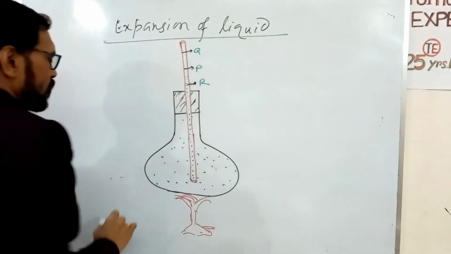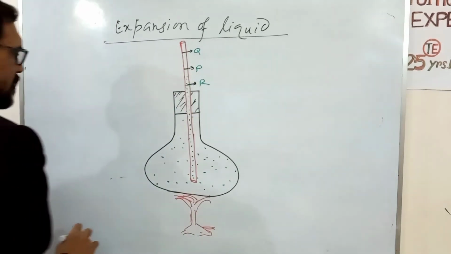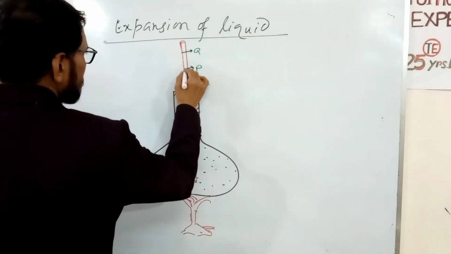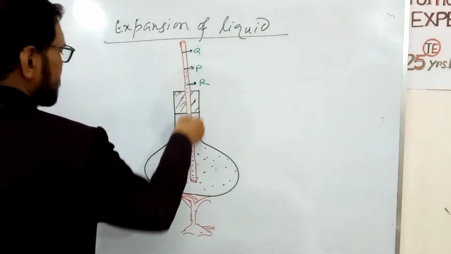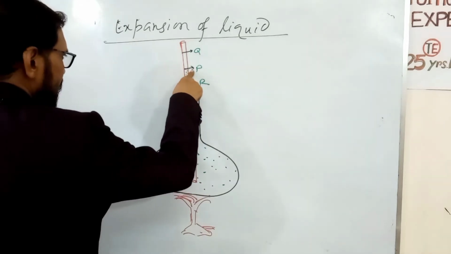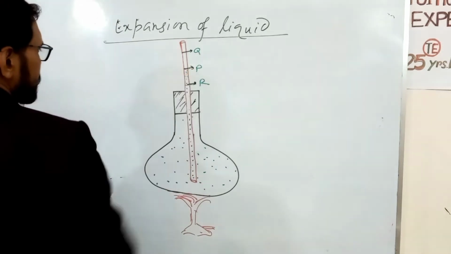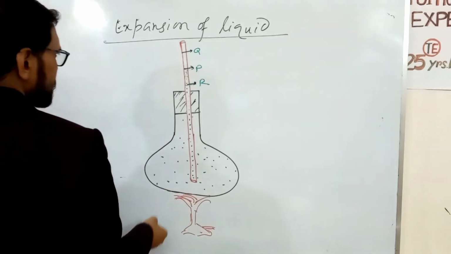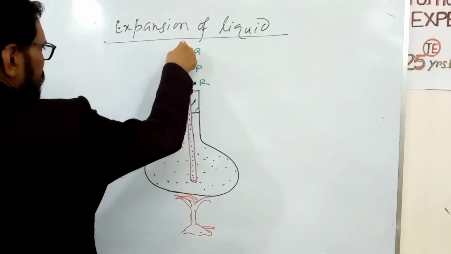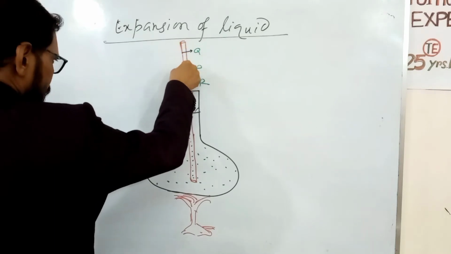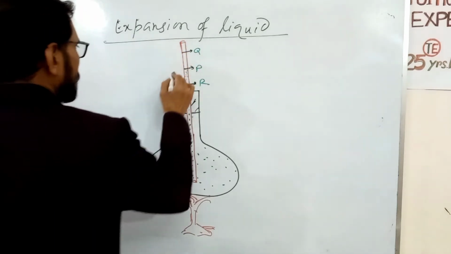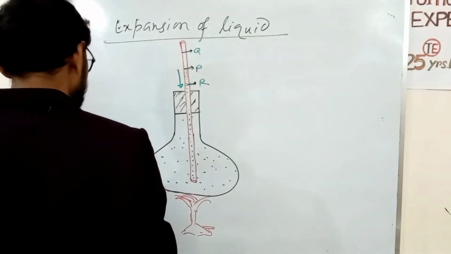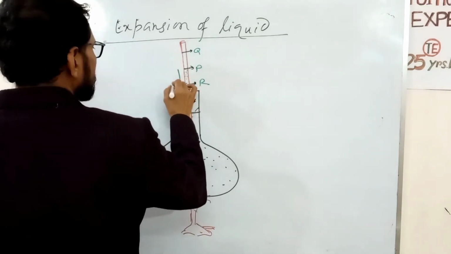Now suppose initially the liquid is up to the level P. At the initial stage, the liquid does not rise. What happens? The liquid first falls to level R, and then it rises up to Q.